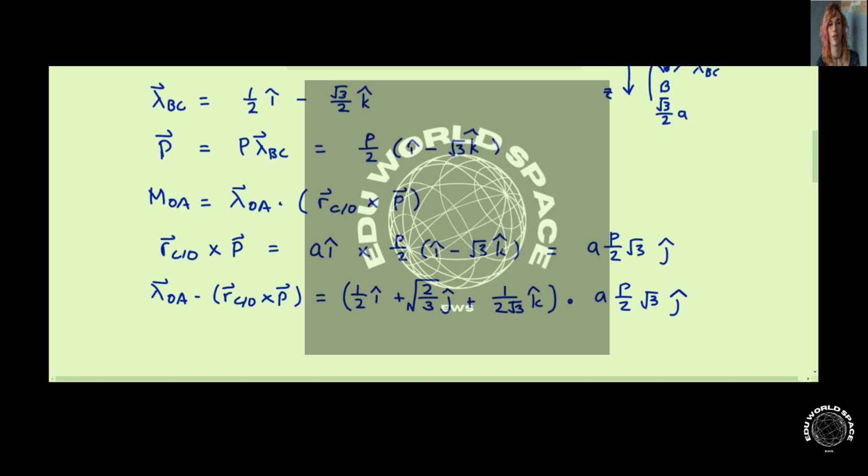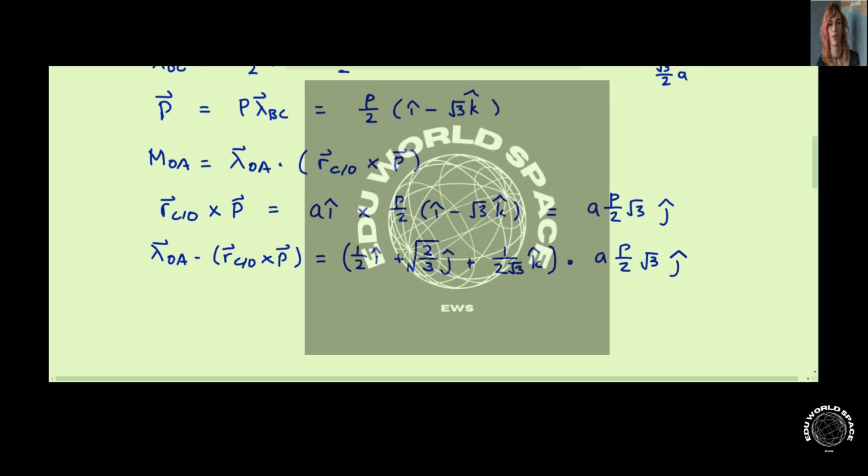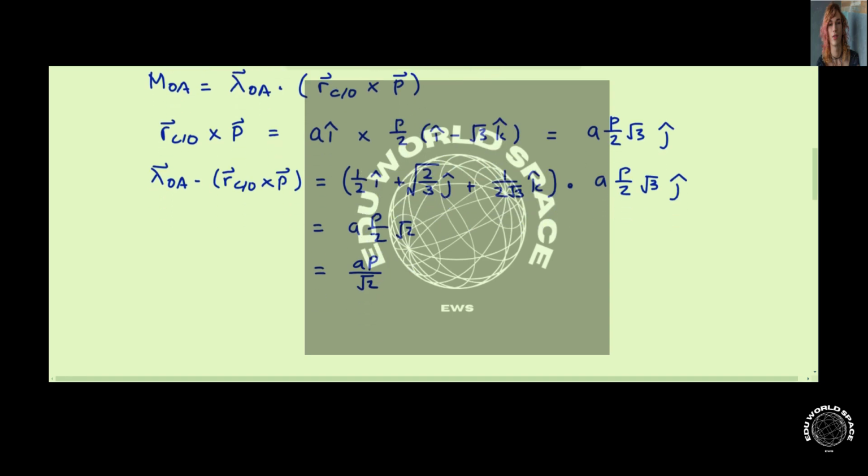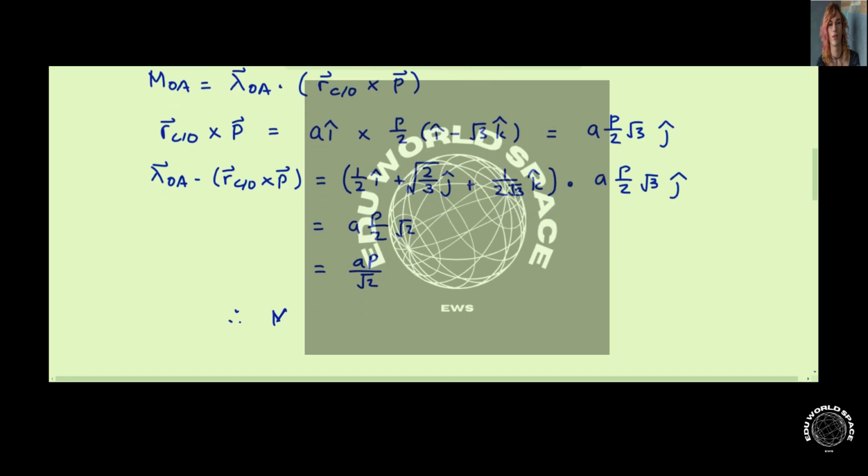Only the J component survives, so you have A P over 2 times root 2. So you get A P divided by root 2. Therefore MOA is equal to 1 over root 2 times A times P. So this is the answer for this question. That's all.